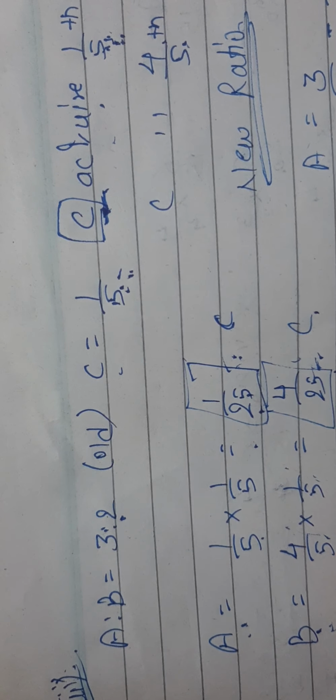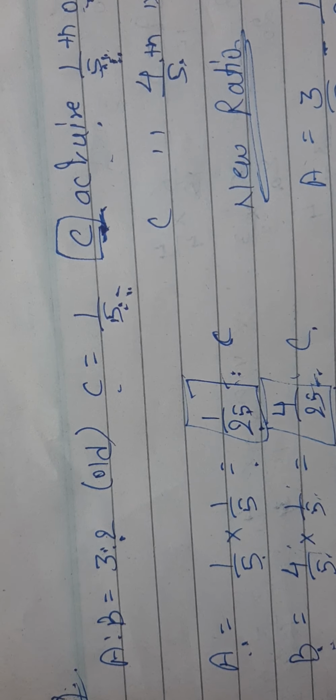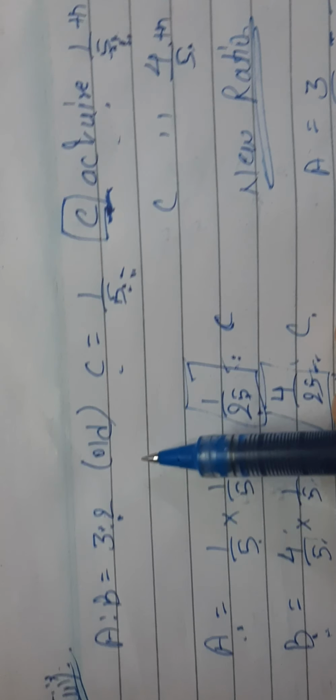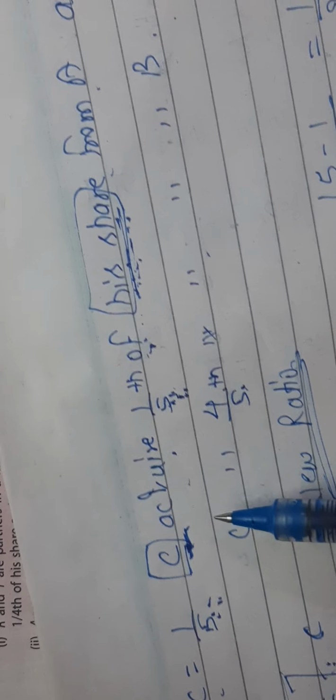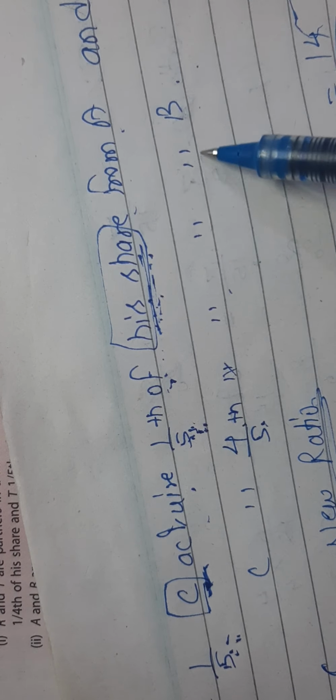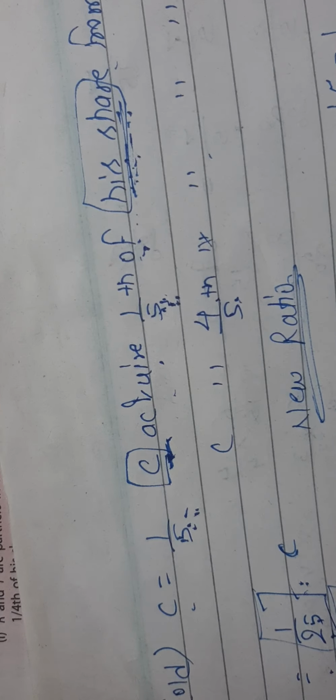So here you can see how to calculate this question. A and B are partners. 3:2 is the old ratio. C is admitted for 1/5 share. C acquires 1/5 of his share from A and 4/5 of his share from B. This is the question. How to calculate?